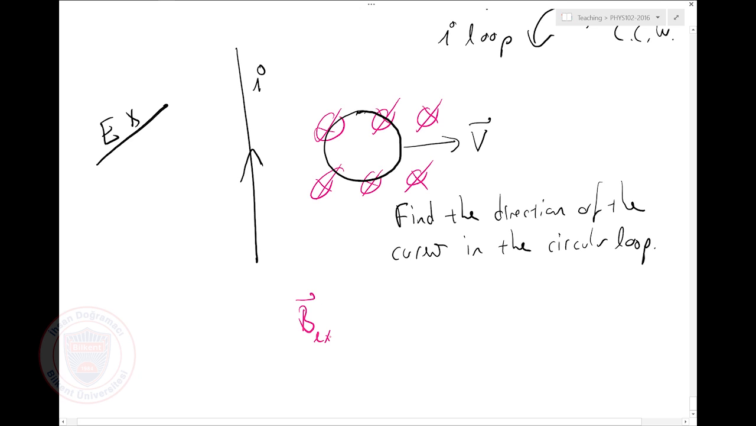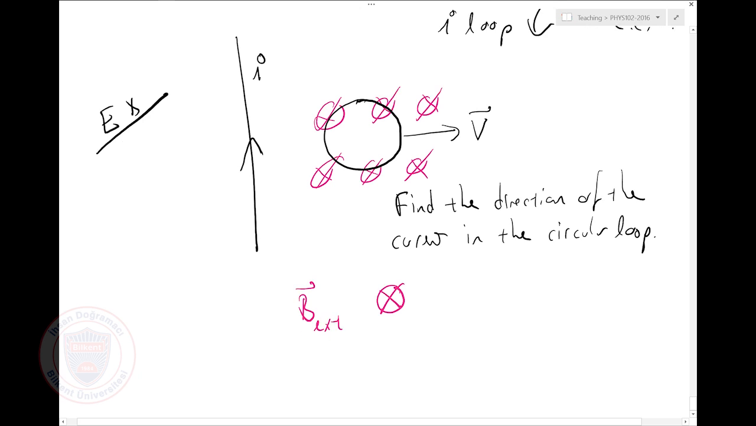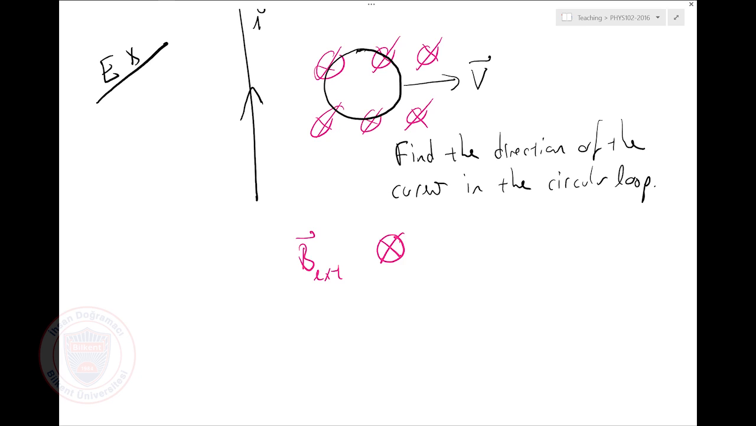So when I'm actually moving, let's write this. B external is into the page. How about phi B? Is it increasing with time or decreasing in time? It's decreasing with time. Why? Because the magnetic field further away is less. So flux is decreasing in time.